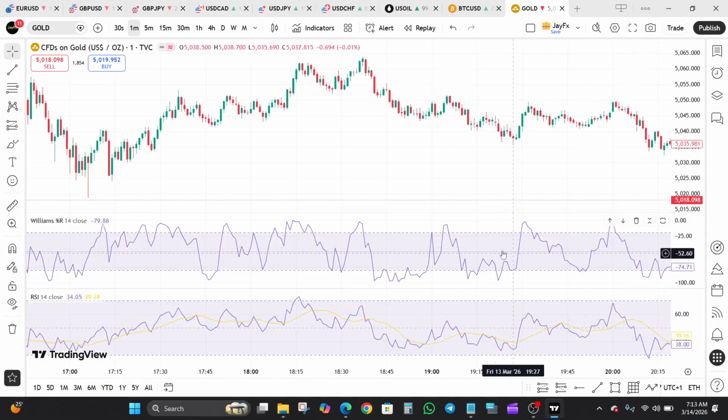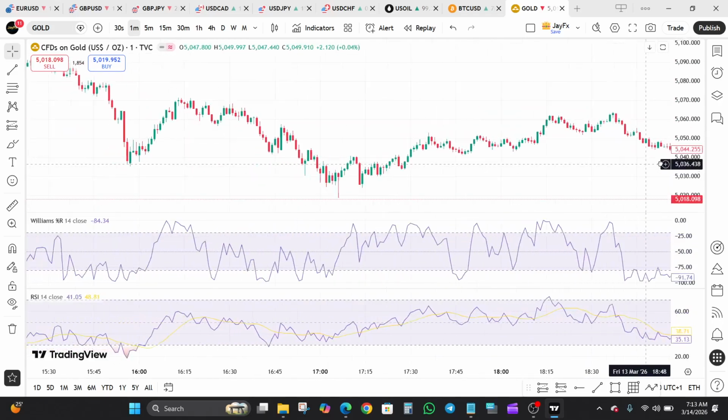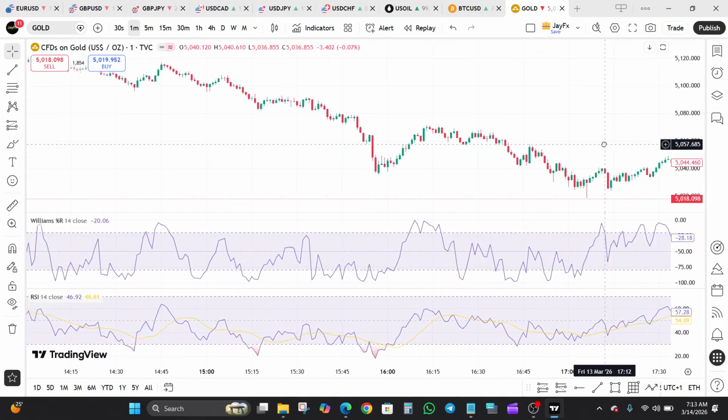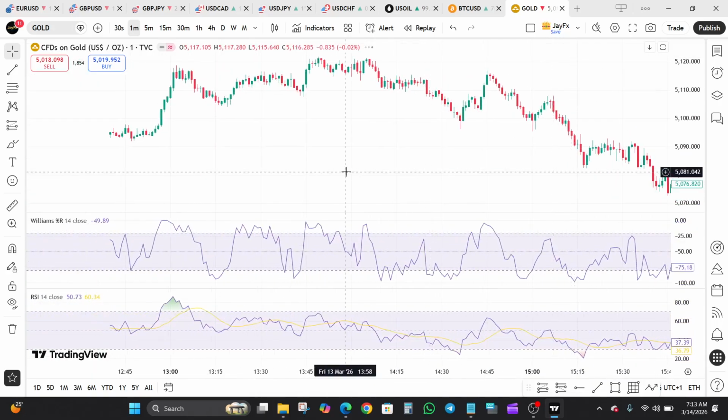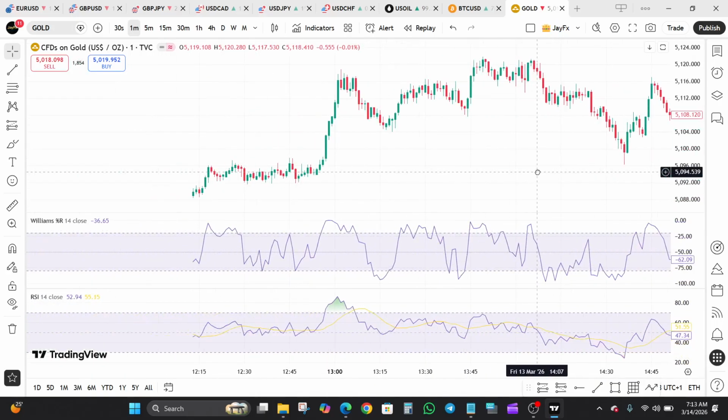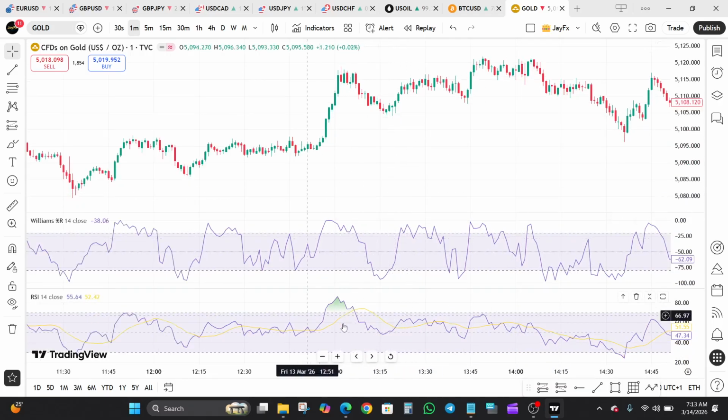Now, because the Williams percent R reacts quickly to price movement, it often produces faster signals, which can be useful for short-term trading. However, faster signals can sometimes result in more false alerts during volatile or choppy markets. RSI tends to be smoother and more balanced, making it popular among traders who want clearer momentum signals and trend confirmation.